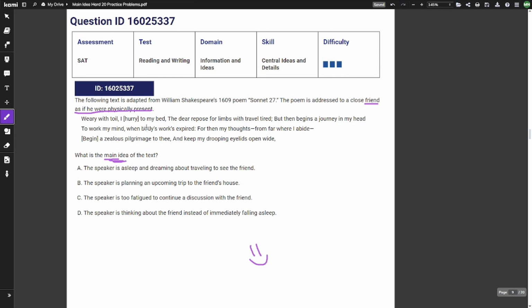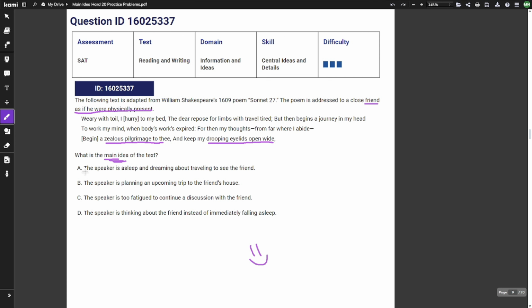And then it talks about how this guy is super tired and he's trying to go to bed to sleep. But then he just starts daydreaming in his head. He's thinking about traveling to meet his friend, and as a result, he's still awake and he can't fall asleep. So this guy's daydreaming about his friend instead of going to sleep. Alright, let's see what best matches in our answer choices.